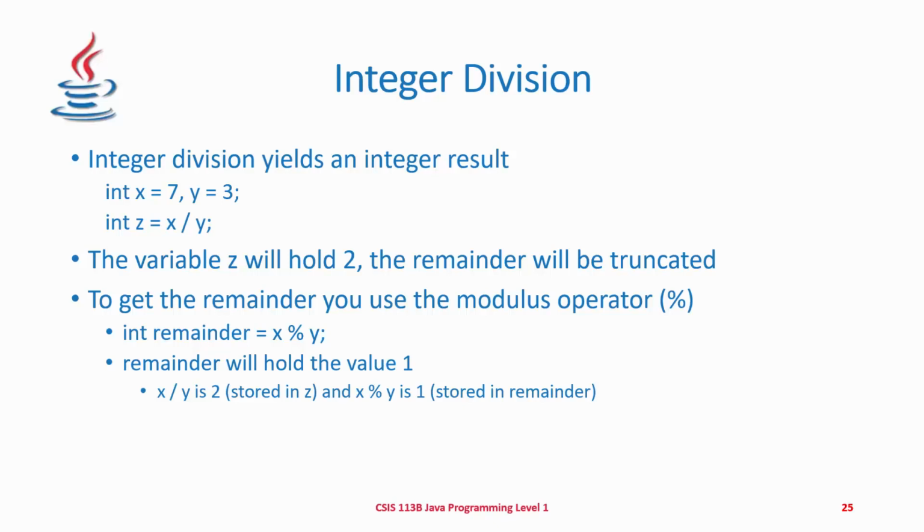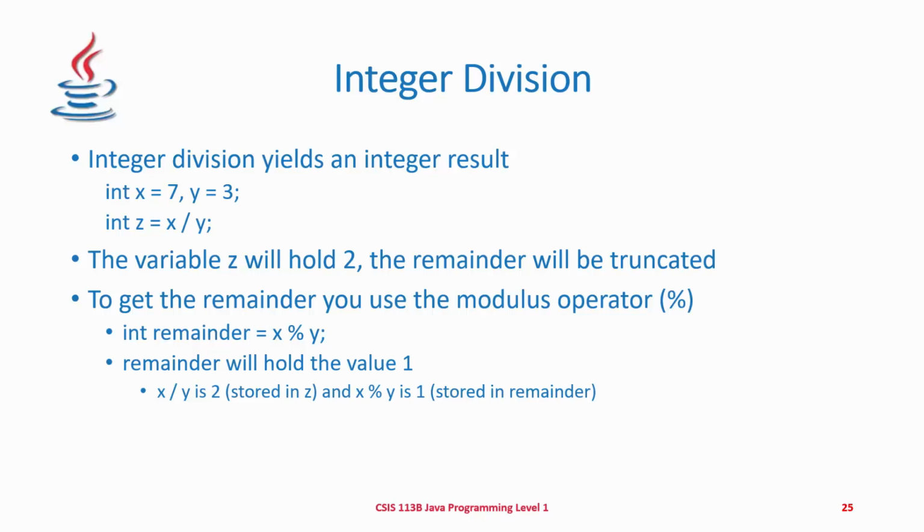Then we initialize the integer z with the results of our division, x divided by y, so that would be the number 2. In a division problem, we would have decimal places after that, but that is all going to be truncated at that point. We're only going to get whole numbers as a result in an integer value.